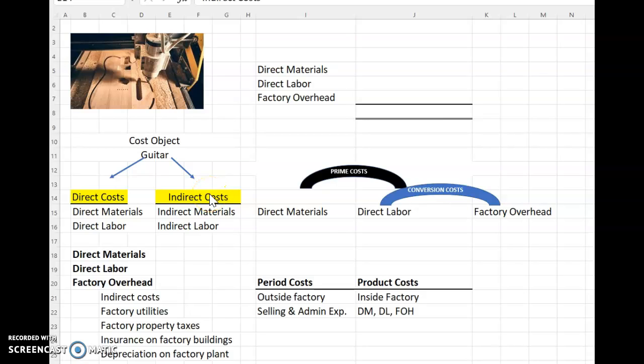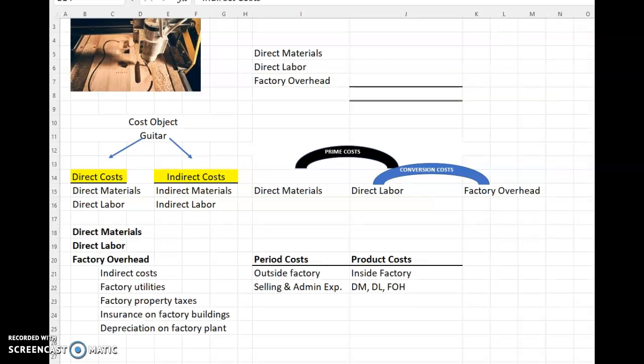These are costs that we're going to assign to our guitar, but they can't be directly traced to the guitar, such as indirect materials, like glue or maybe screws, or indirect labor, such as the supervisors that are overseeing the entire project, or the janitorial services. These are indirect costs. So let's look and see how we accumulate these costs to find out how much it costs us. So here, direct material would be our wood.